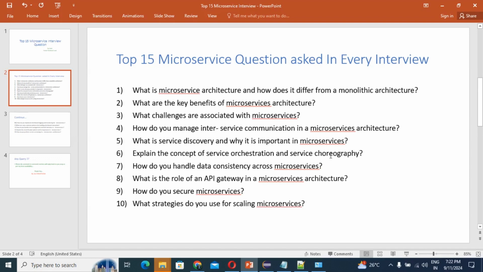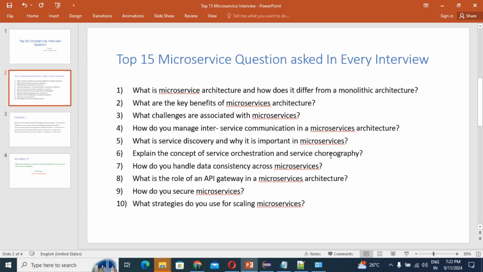Next question: how do you secure microservices? This is a very important question. I'm repeating it many times, because this question may be asked by the interviewer, mostly in interviews. How do you secure your microservices? At that time you should not be confused. You need to give the answer very confidently. So, this is the answer I am going to explain now.